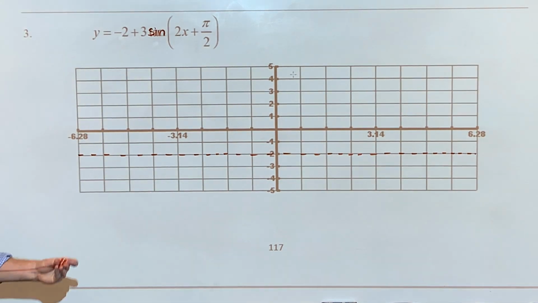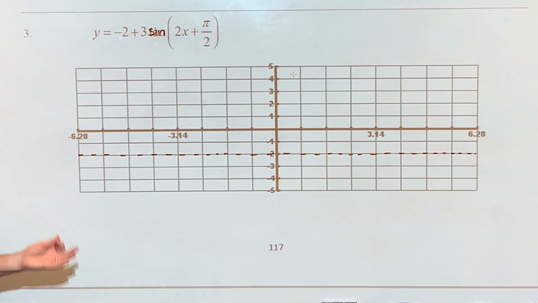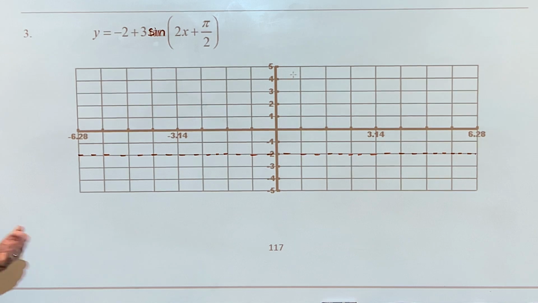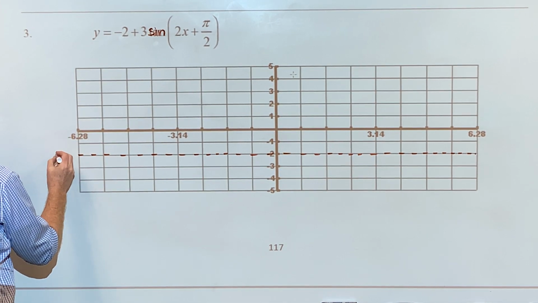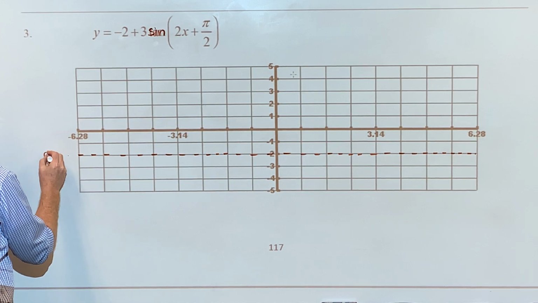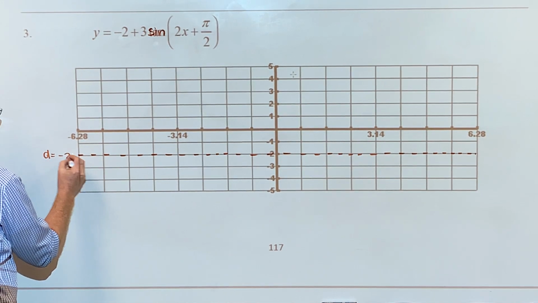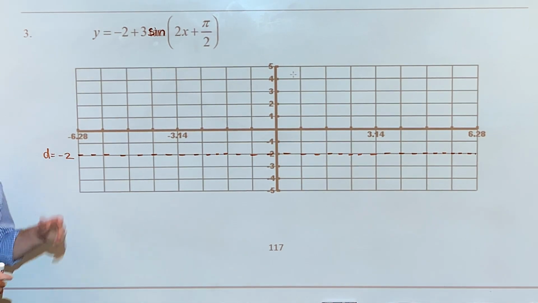I'm not gonna probably ask you, what is the name of it? But I may say, what is the value of the vertical shift? And if I do that, you'll have to be able to tell me it's -2. So that is my D value, which was -2. Is everybody with me on this?